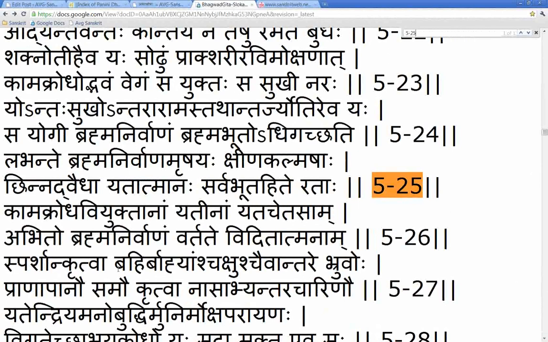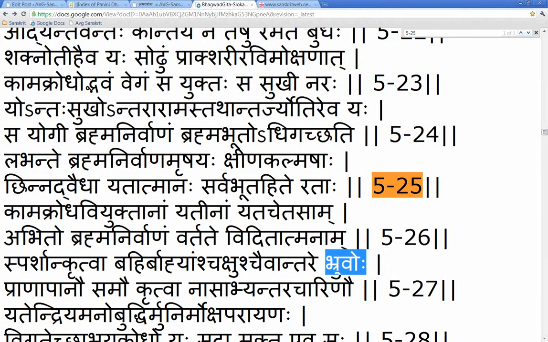Sparshan Kutva Bahirbayam Chakshushchaivantare Bhuvoho. So Bhru plus Os makes it Bhuvoho. Bhru is followed by an Ach, so you get the Uvangadesha. Not any echo and anything, all those things are stopped. Uvangadesha. So chapter 5, Sparshan Kutva Bahirbayam Chakshushchaivantare Bhuvoho, Pranapano Samo Kritva and so on.